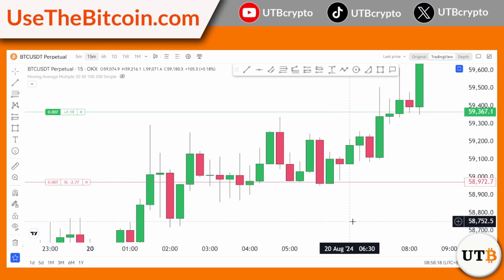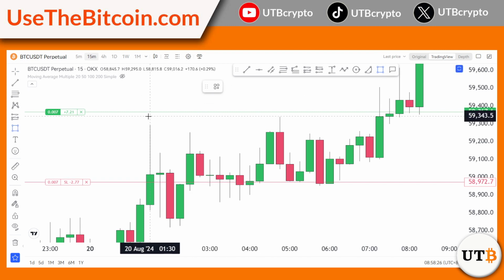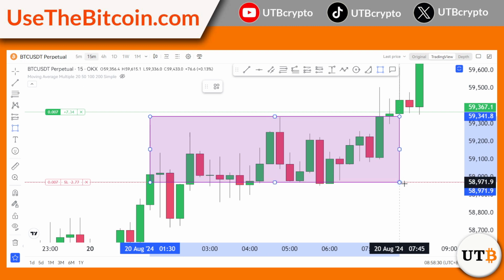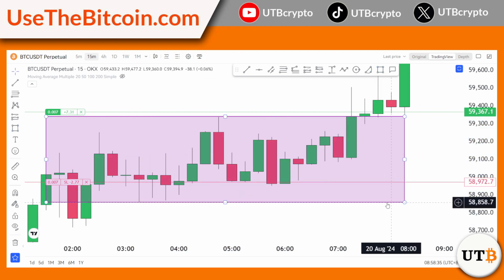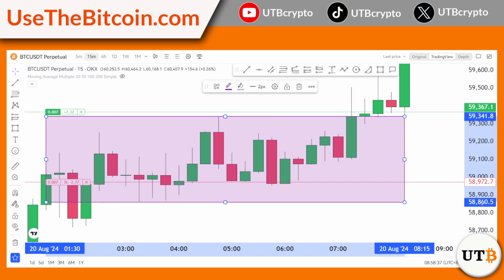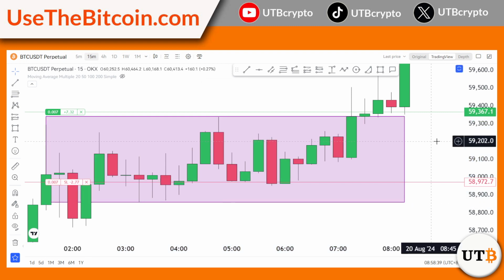Hey guys, so today I'm going to share with you my trading plan for today. For the past few hours, I've been observing Bitcoin and it has just been consolidating at around these areas right here, at around the 58,000 levels to around the 59,000 levels.